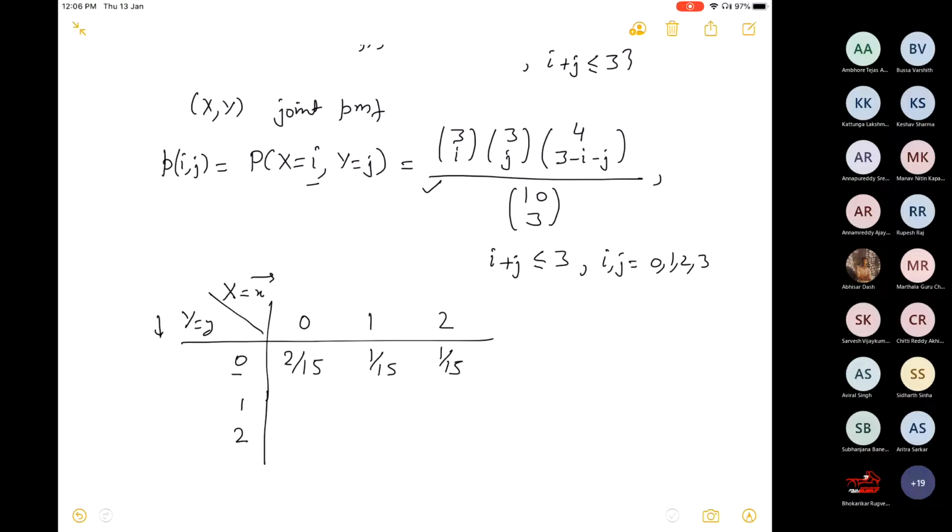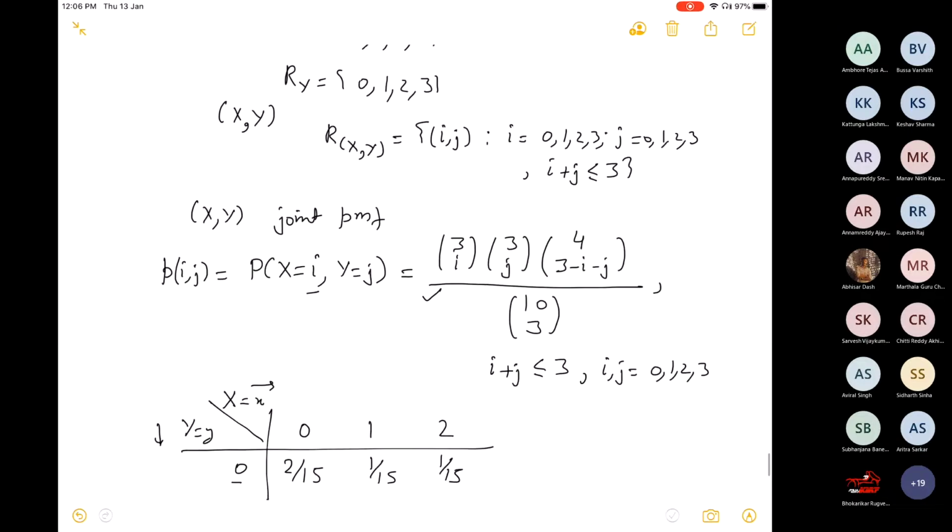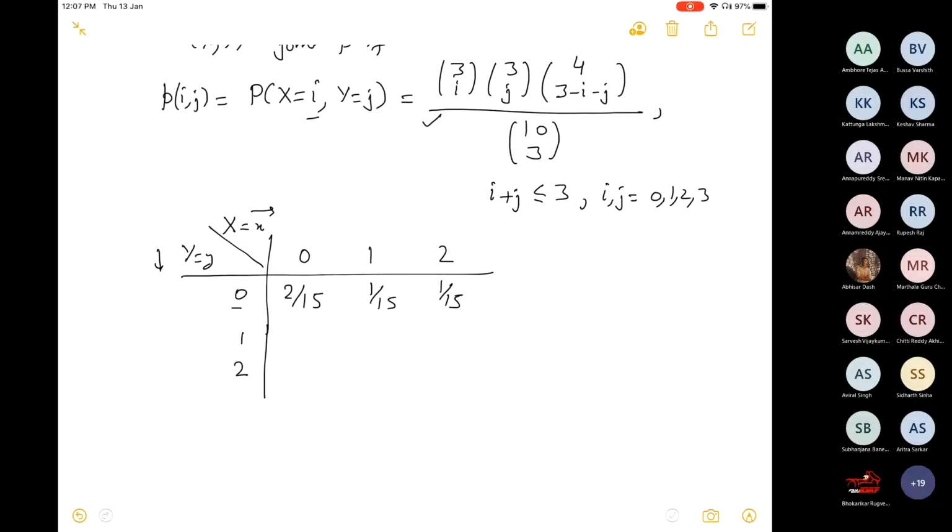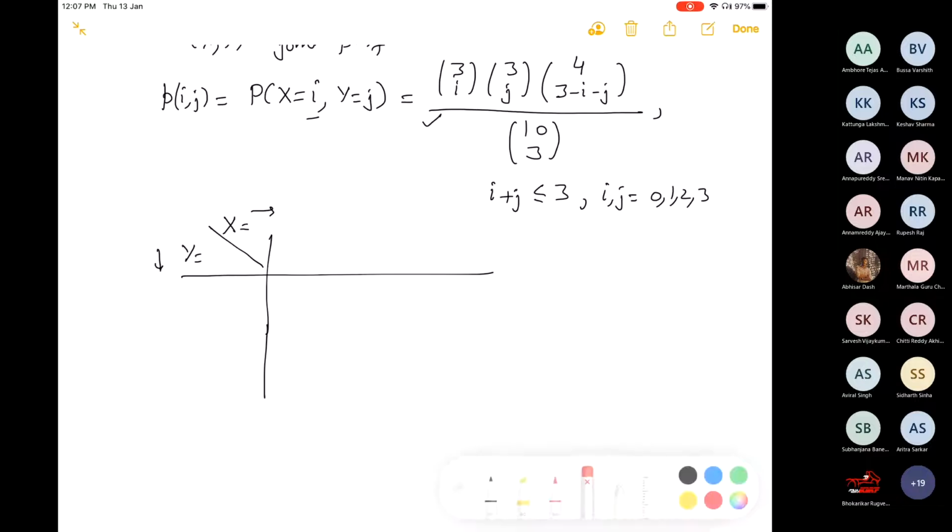Actually, sorry, let me take i and j only. That will be better. So i can take values 0, 1, 2, 3, and j can take values 0, 1, 2, 3.